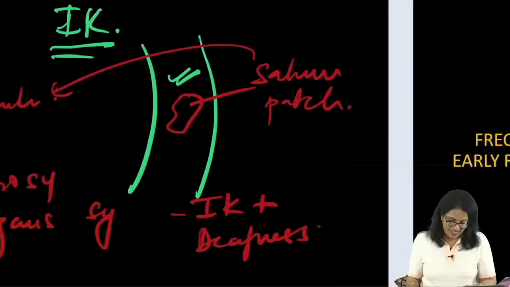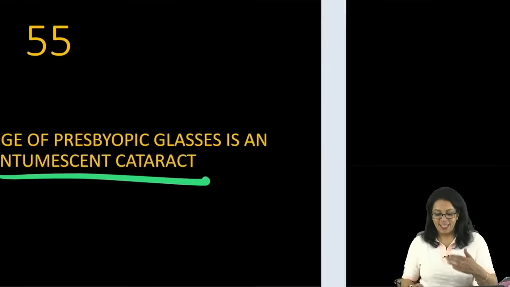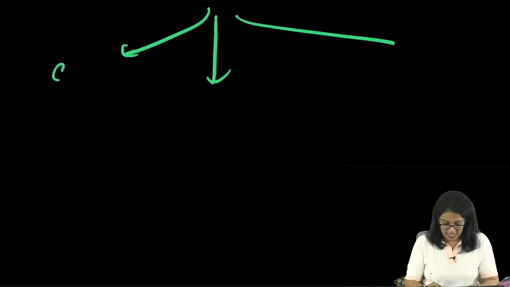Frequent change of presbyopic glasses is an early feature of, when I say early feature, I am saying intumescent cataract. So what are the three main causes where the glasses change frequently? Please remember with me, I have taught you earlier as well, it can be early cataract, late glaucoma.